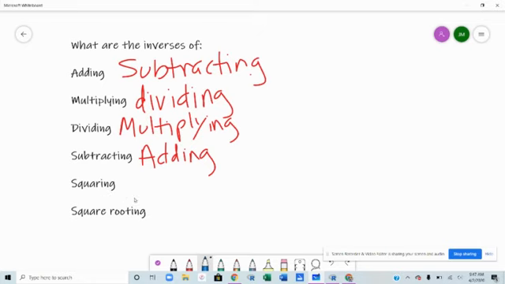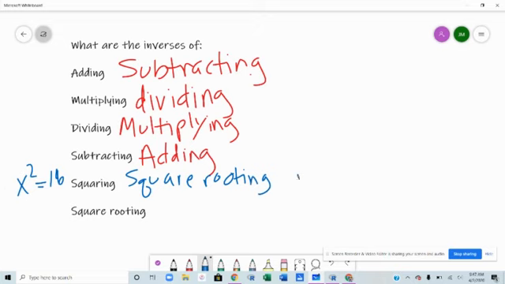Squaring. So if I were to have x squared equals 16, how would you get rid of this squared? You get rid of squaring with square rooting. So you would square root both sides, which that symbol looks kind of like a check mark and then continue the line. This is a square root symbol. So then what's the opposite of square rooting? Is squaring. So these are all of your inverses.